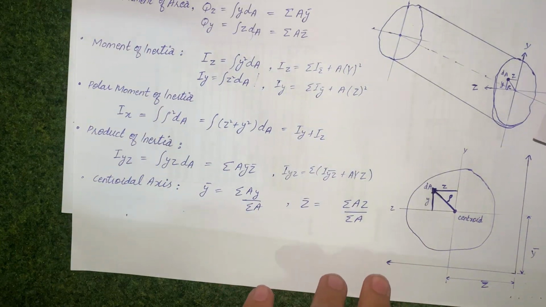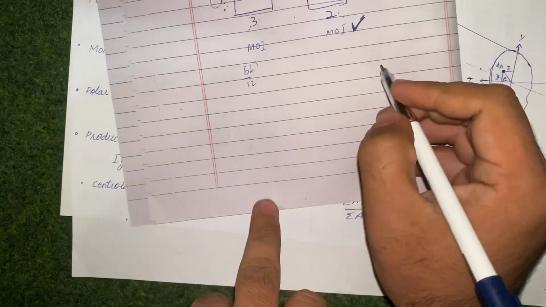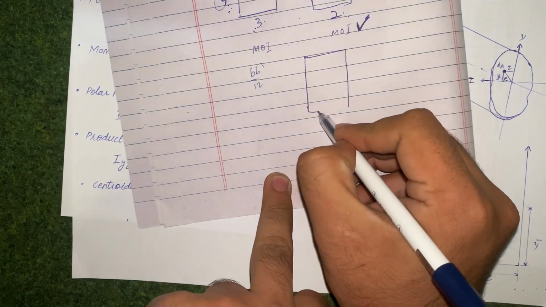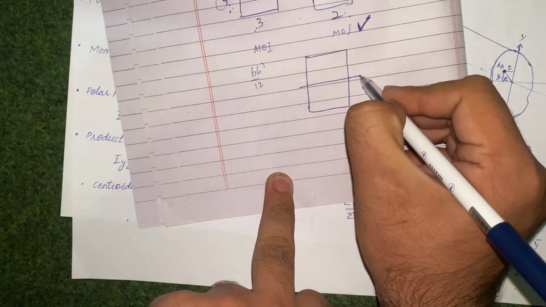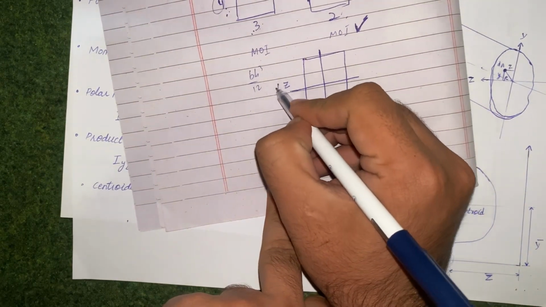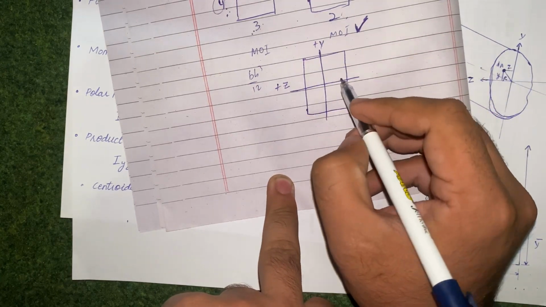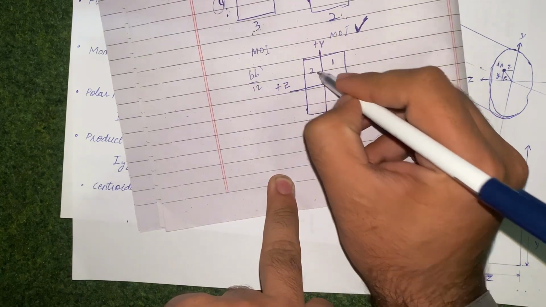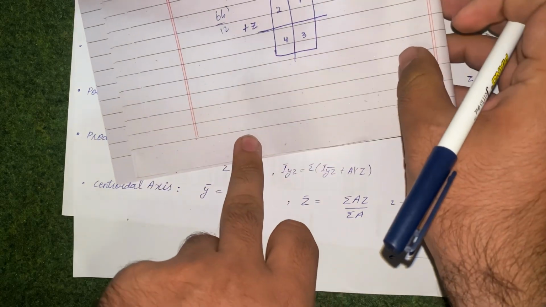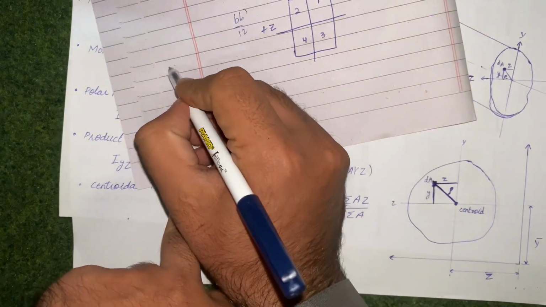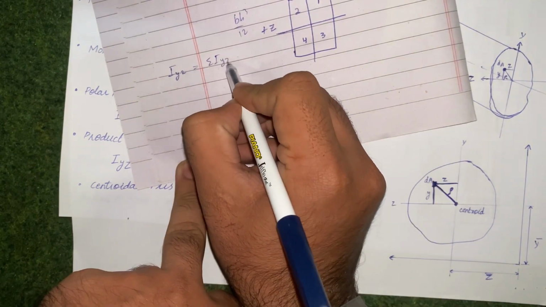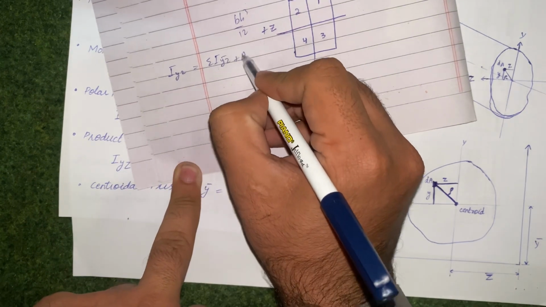So, for example, this is again a rectangular cross section. If these are its principal or centroidal axes, z and y, this is plus z, this is plus y. So if this is area 1, this is area 2, this is area 3, this is area 4. We have a formula for the product of inertia. For example, Iyz is equal to the summation of Iyz plus A y bar z bar.